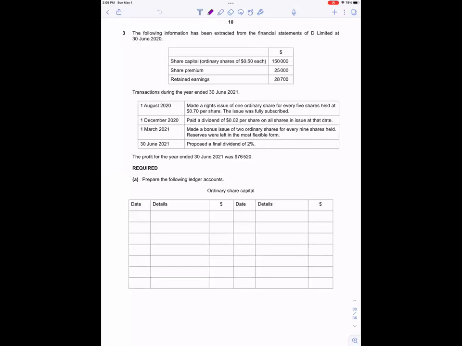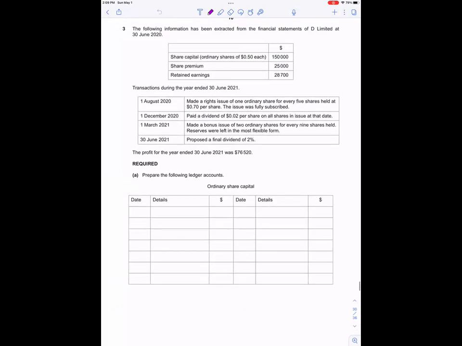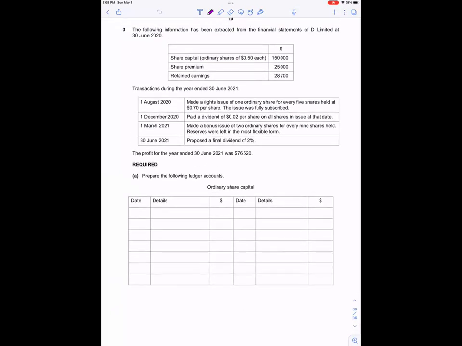So basically, we are doing this October, November 2021 paper 22. It's question number 3, the limited company sum. I want you all to read through this.